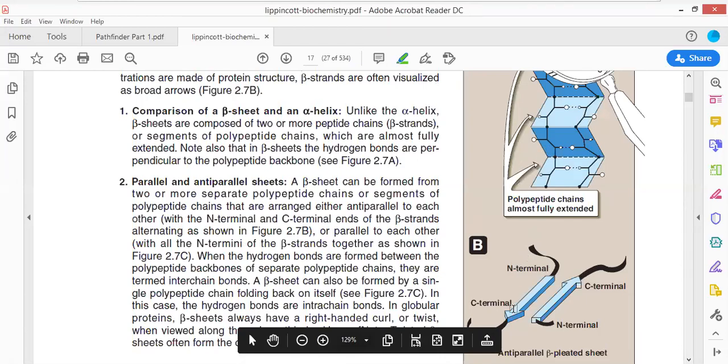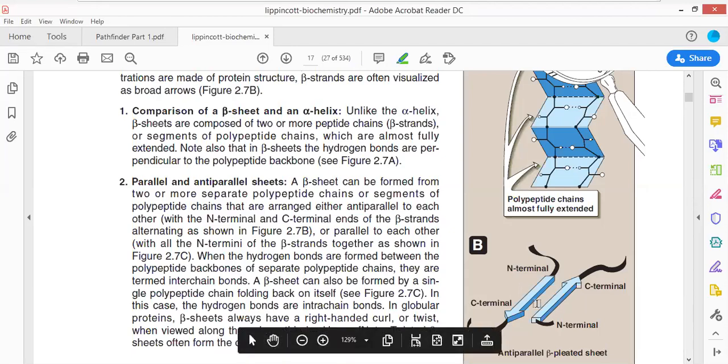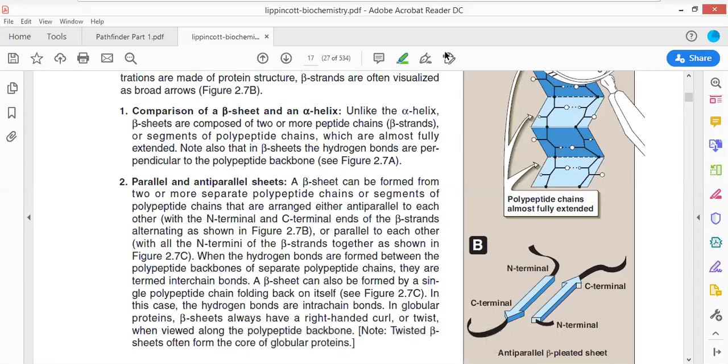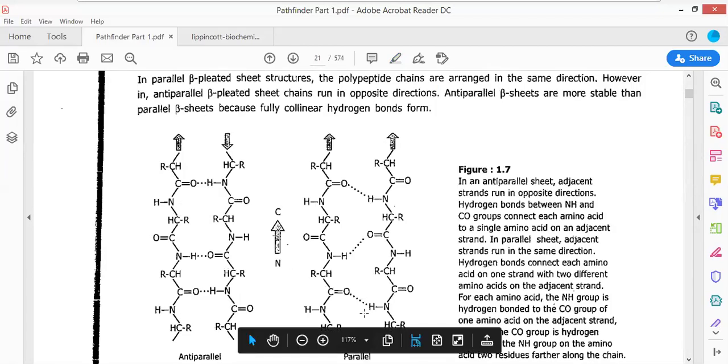Both beta pleated sheet structures consist of beta strands, and these beta strands can be parallel with regard to each other, or they can be anti-parallel. This is anti-parallel: one is moving in this direction, another one is moving in this direction. So these beta strands are anti-parallel with regard to each other. Another possibility is when two beta strands are parallel with regard to each other, so they can assume two different conformations. One is anti-parallel, another one is parallel. Please look at the pathfinder. Now see this, this is very important. There are two different conformations that are possible.